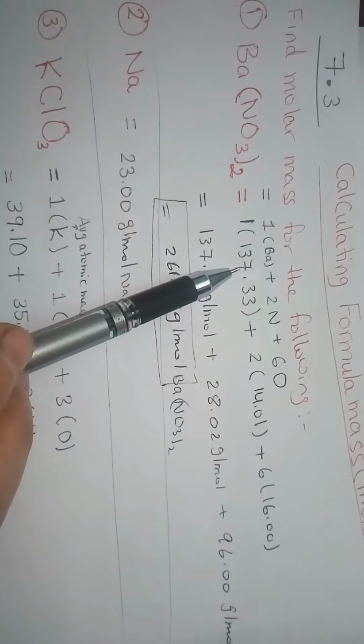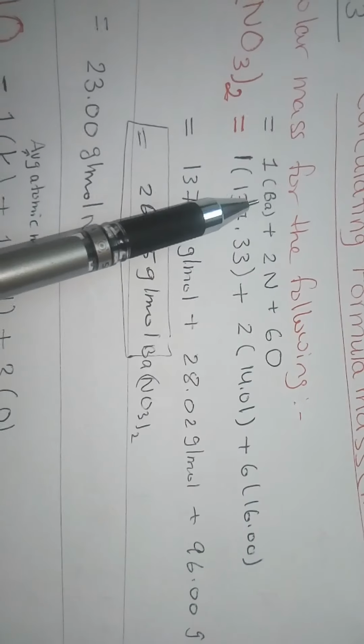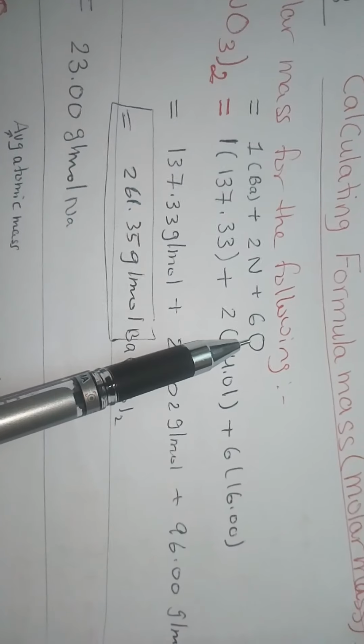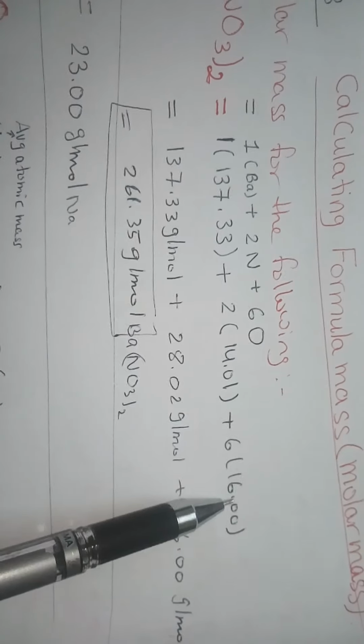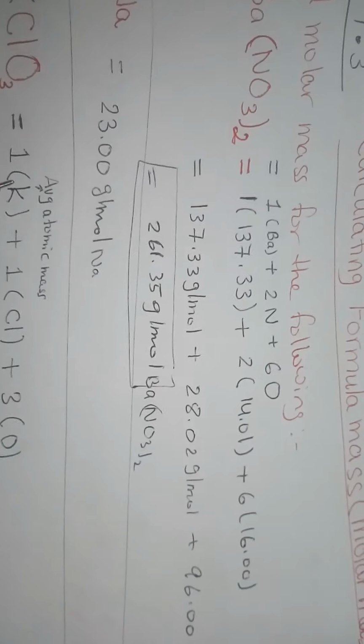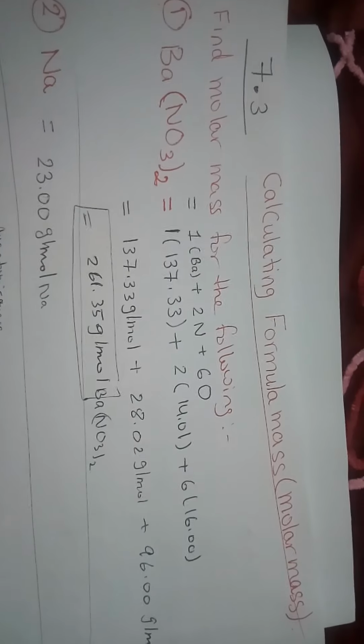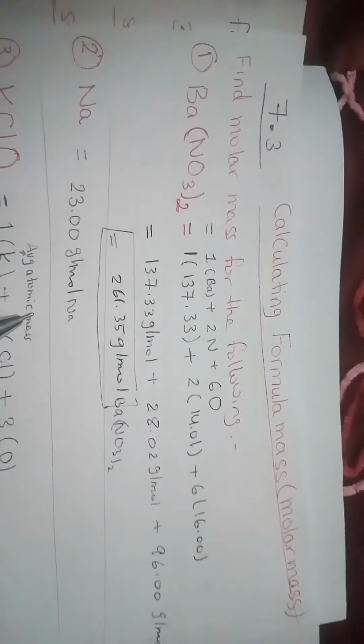So this is basically just the average atomic mass of barium, and this is that of nitrogen, and this is that of oxygen. Now, how do we get these numbers? I always teach my students to go to the periodic table. This is the easiest way to memorize that. And if you just open any periodic table, it's actually the big number.